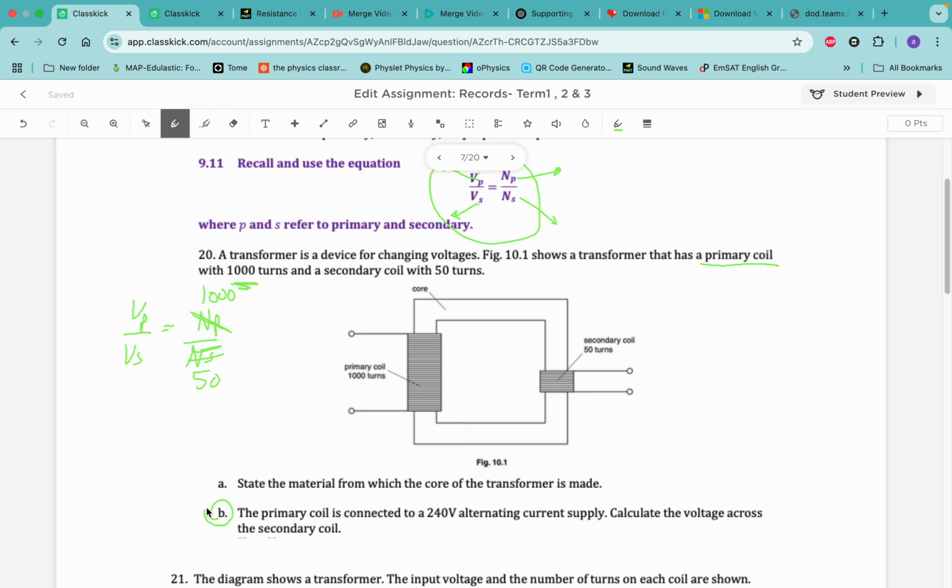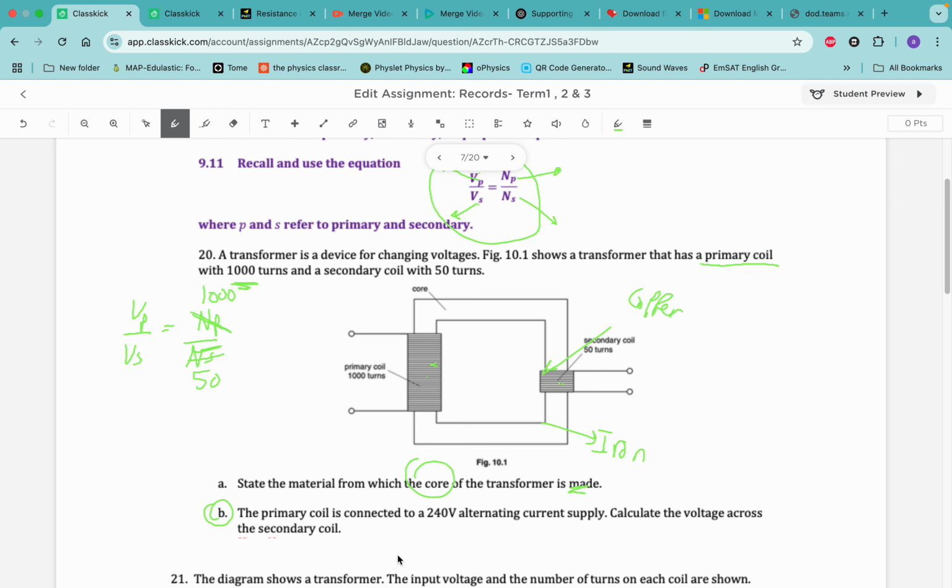Before we get started solving this question, state the material from which the core of the transformer is made. So we agreed this core is made up of iron. It's an iron core, while these turns are made up of copper. So you don't get confused: these coils are copper, the core is iron.